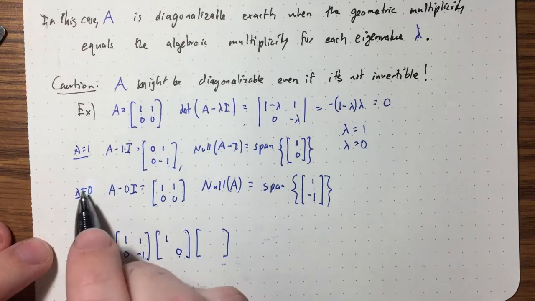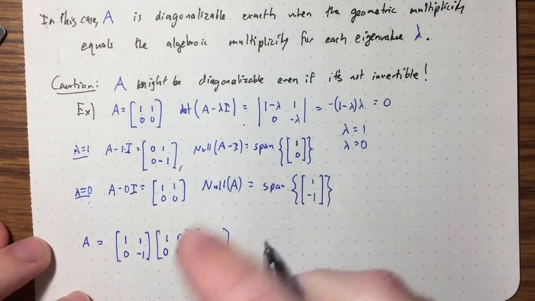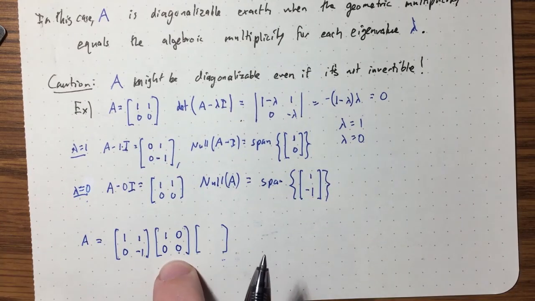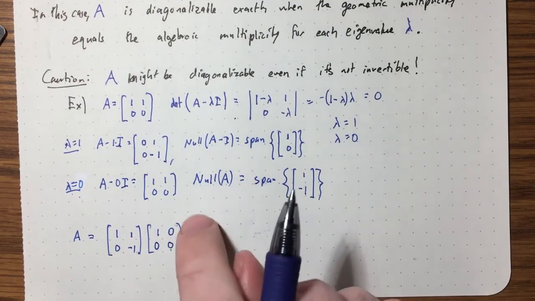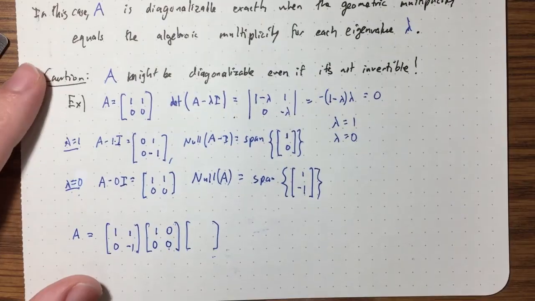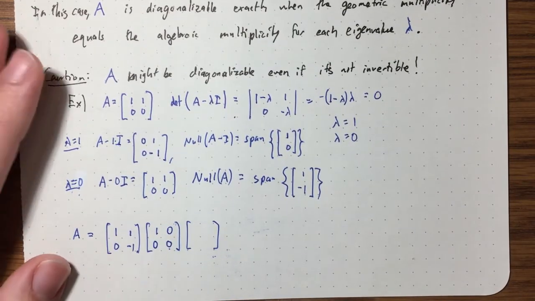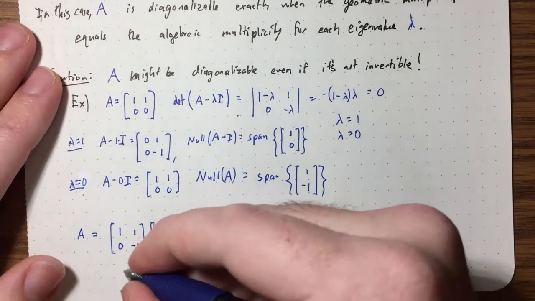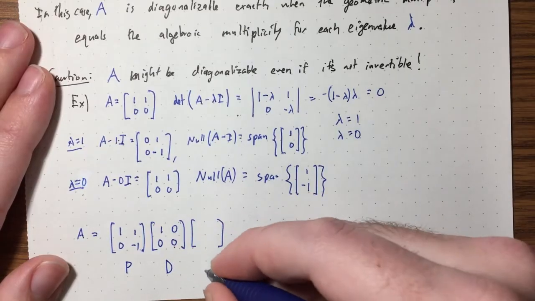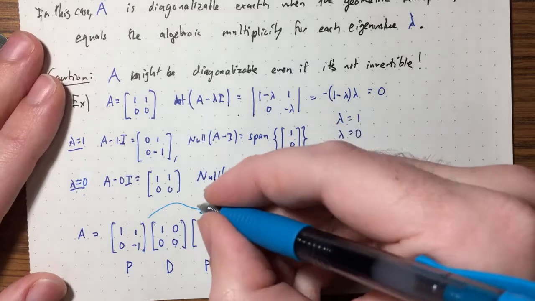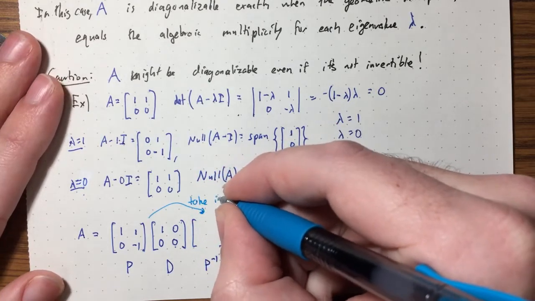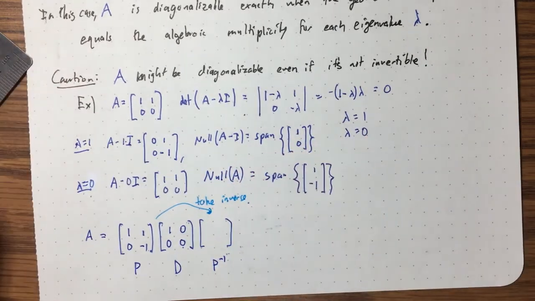And then 0 there. And yes, this is a diagonal matrix, right? We're allowed to have 0 on the diagonal. We just can't have non-zero entries up here and down there. Okay? So this is P, D, and then I need to put P inverse. Let's just take the inverse of this matrix and put it there. Great.